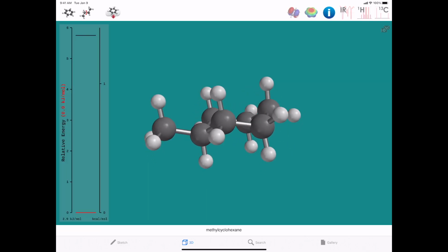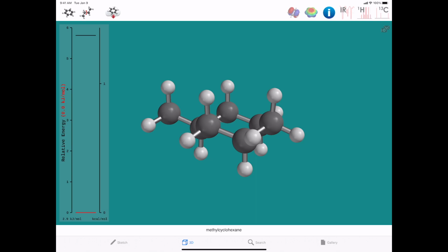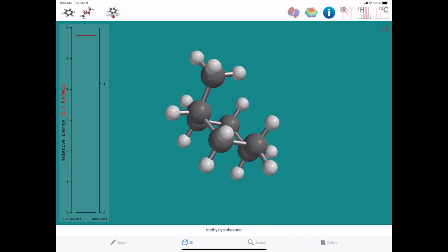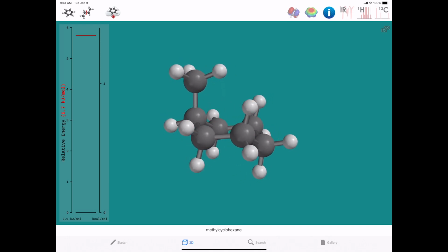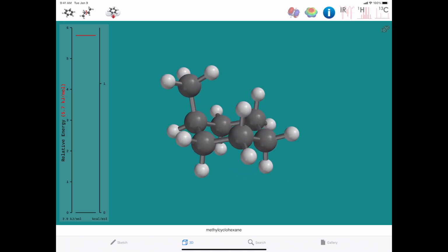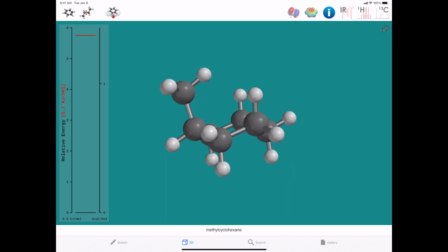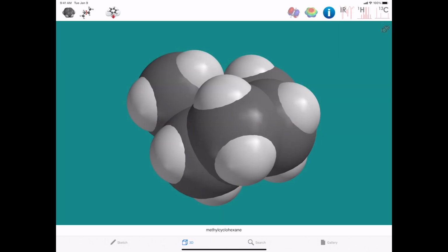Now, Spartan actually shows us the two different chair conformations, and it gives us some energies. So this conformation where the methyl group is equatorial is about 1.5 kilocalories per mole more stable than the conformation where the methyl group is axial. Now, if you're just looking at the ball and stick models, you can see that the methyl group is axial here, but it may not be clear to you that it is bumping into the other axial groups. So I'm going to show you the space filling model so you can see it.